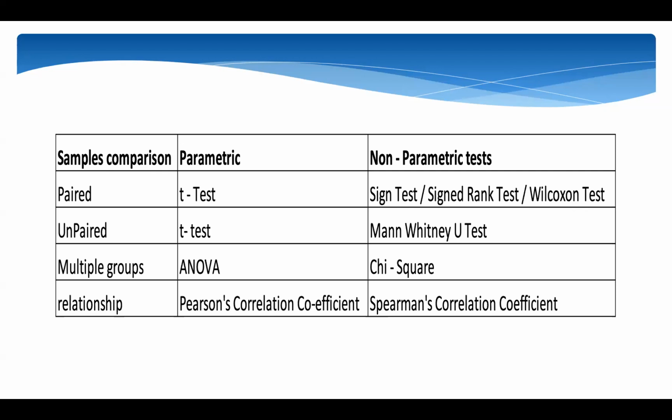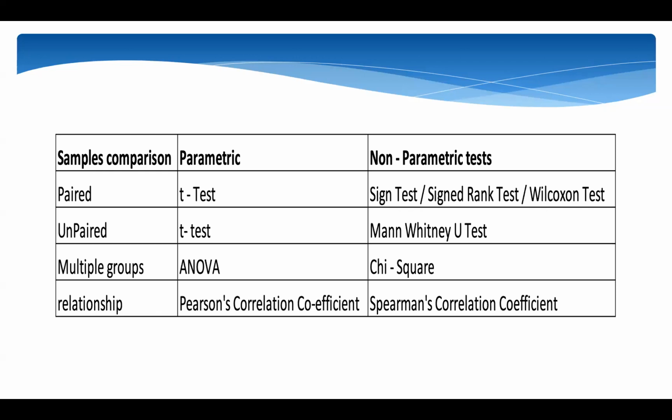And at this level, the only thing that we need to note here is that there are parametric tests and non-parametric tests defined for each category, whether it is a paired test, finding the relationship, or working with multiple groups and all those.